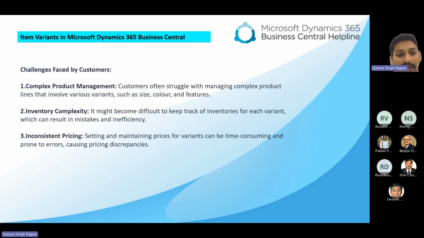And inconsistent pricing: earlier, variants were not involved in pricing, whereas now in Business Central we can define the purchase price and sales price including the variants, which becomes very easy and convenient for users who do purchase-related or sales-related transactions. So from masters, it will automatically flow to the transactional level.